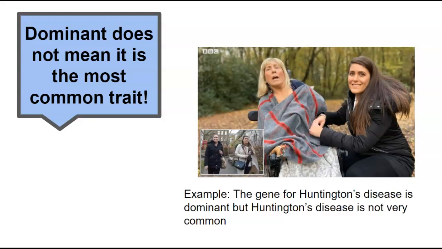For example, the gene for Huntington's disease is dominant. But I'm guessing you probably don't know anybody with Huntington's disease. Huntington's disease causes your muscles to waste away. It's a progressive disease. It gets worse and worse over time. They don't really have a cure for it. But it is caused by a dominant gene. So just because it's dominant doesn't mean it's super common.